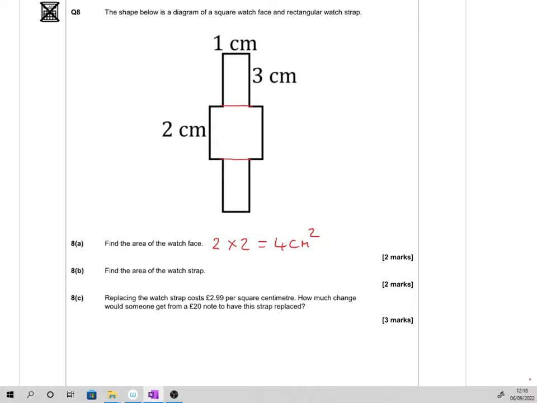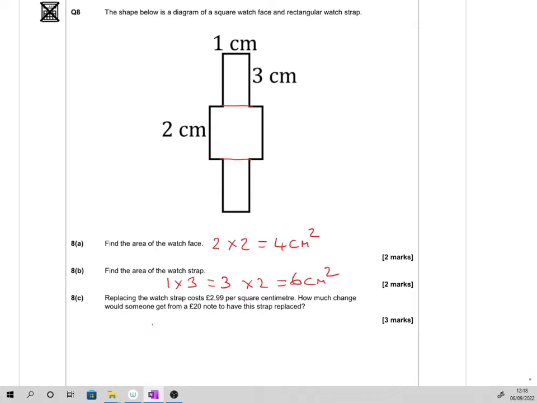And the strap is 1 times 3, which equals 3. But we've got 2 of them, which equals 6 centimeters squared. Replacing the watch strap costs £2.99 per square centimetre. How much change would you get from a £20 note?